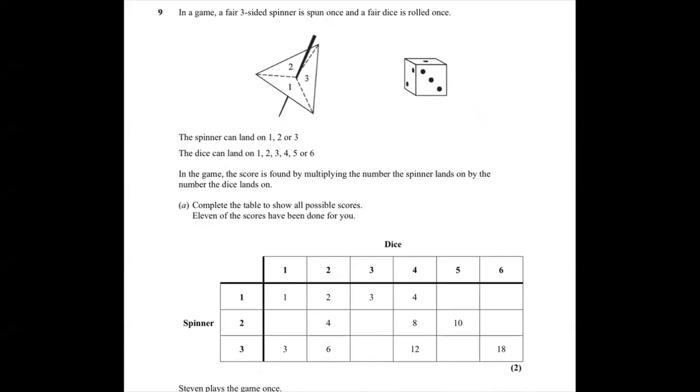Okay, we've got a probability question. Very wordy again. Probability generally is, to be fair. We're being told that the score is found by multiplying. So the spinner and the dice are being multiplied and the results are being gathered into this table. So the first thing that they want us to do is to complete the table. So it's really just a times table grid.